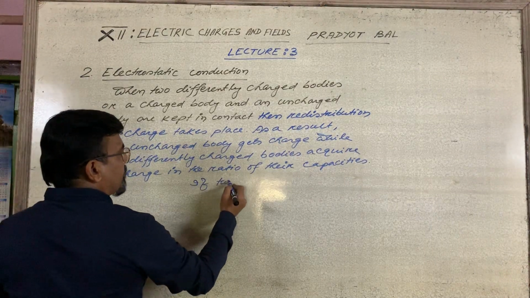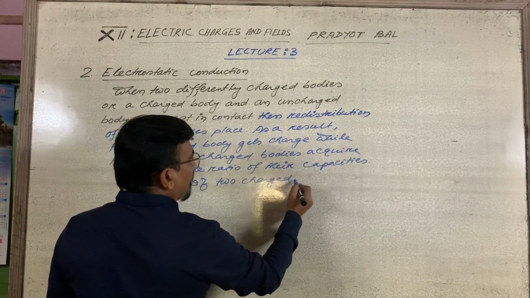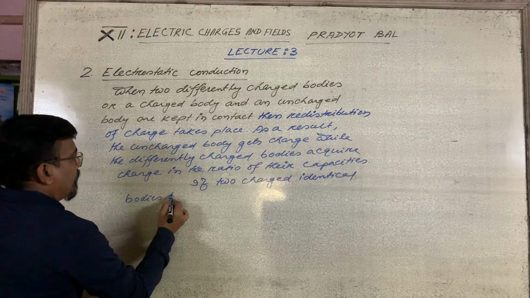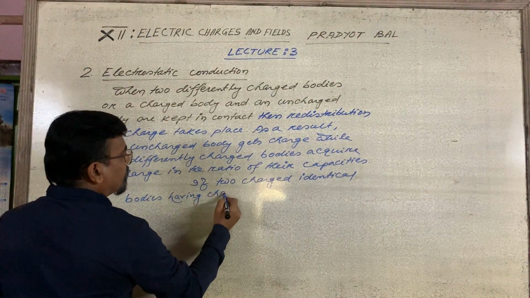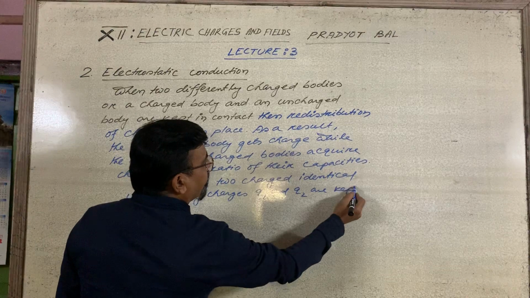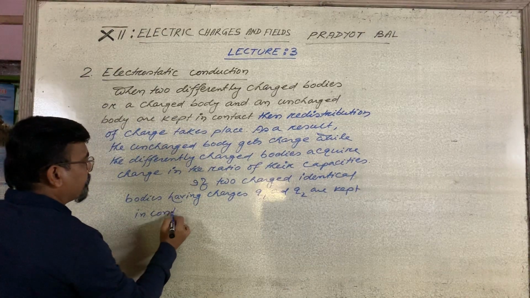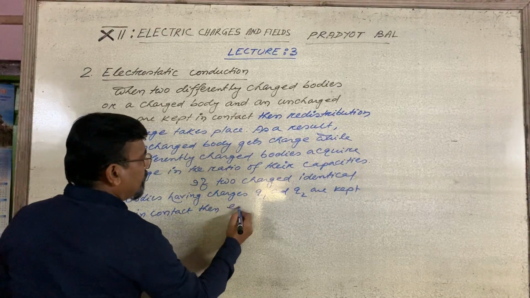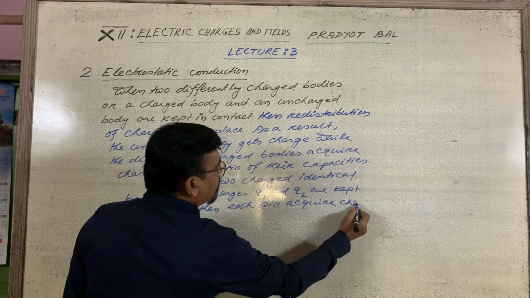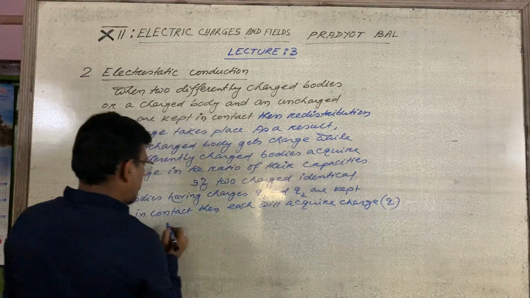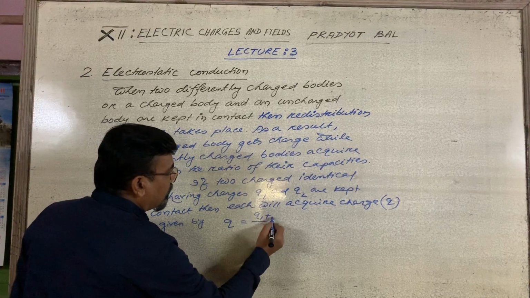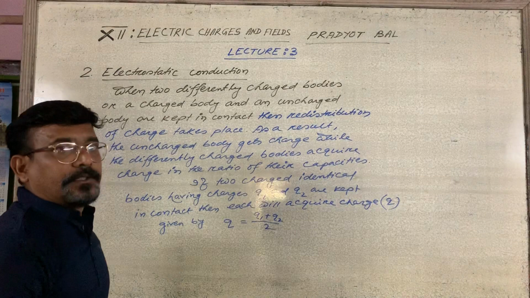If two charged identical bodies having charges Q1 and Q2 are kept in contact, then each will acquire charge given by the average of the two charges. That means this is called conduction.